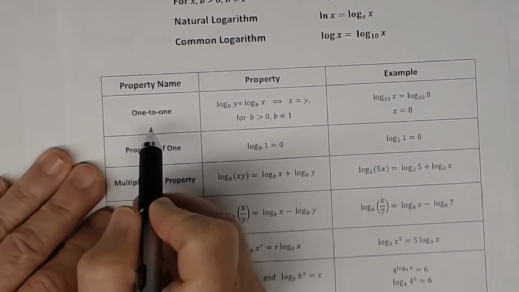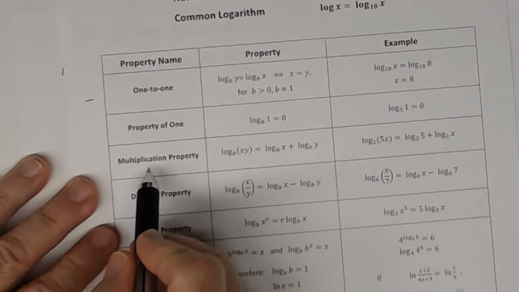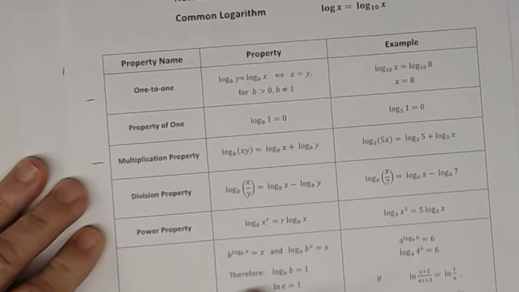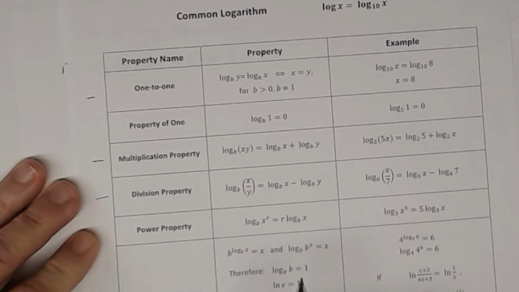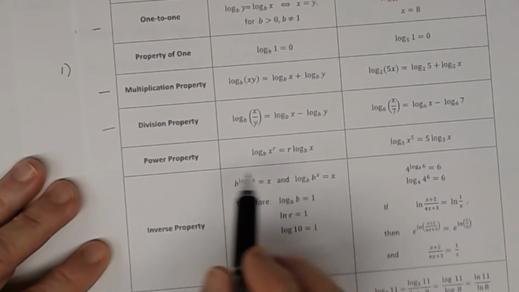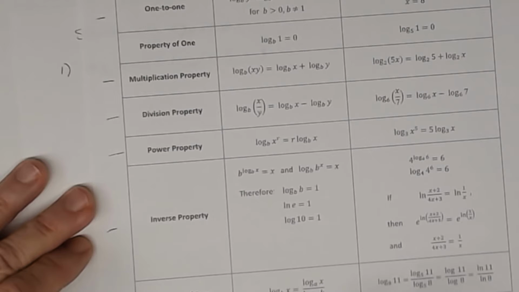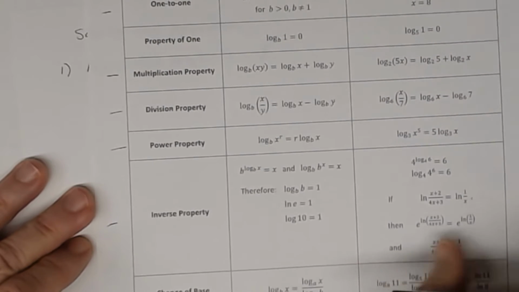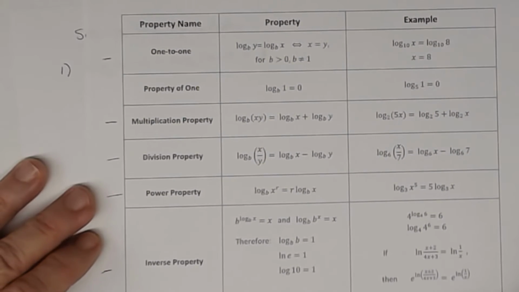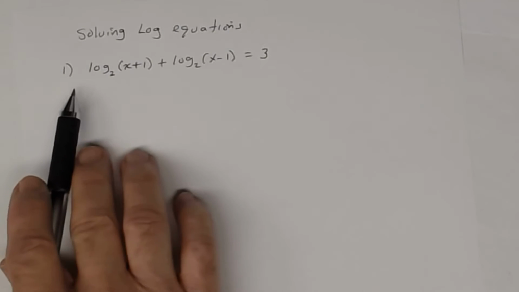So we're going to look at this one. You're also going to look at the multiplication property of logarithms, and so we're going to look at that one as well. We're going to look at the division property, and we're going to look at the power property, probably. I think there's one that deals with this, and we're going to look at the inverse property. All right, so we're going to talk about these properties as we go through these log equations. All right, so let's look at number one.